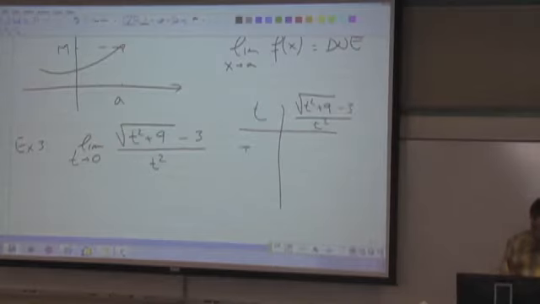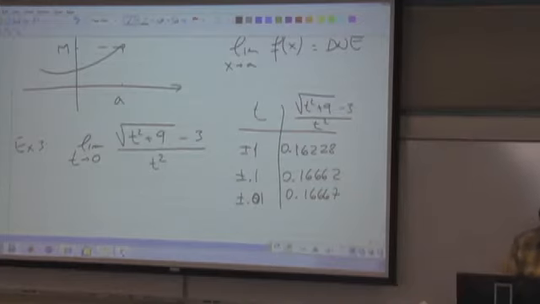So let's see, plus or minus 1, I end up with 0.16228 here. Plus or minus 0.1 gives me 0.16628. Plus or minus 0.01 gives me 0.16662. Plus or minus 0.001 gives me 0.16667. And so what are we expecting the limit to be?